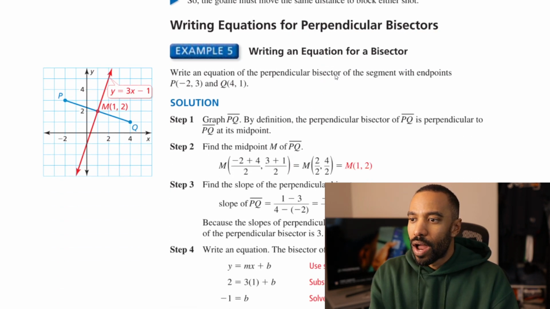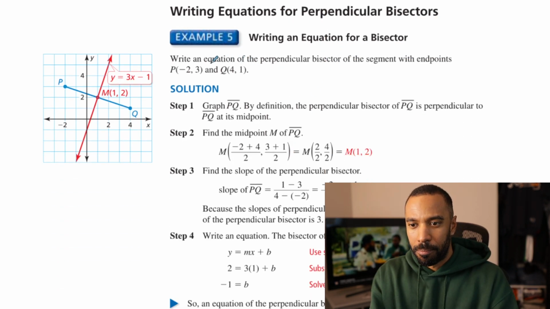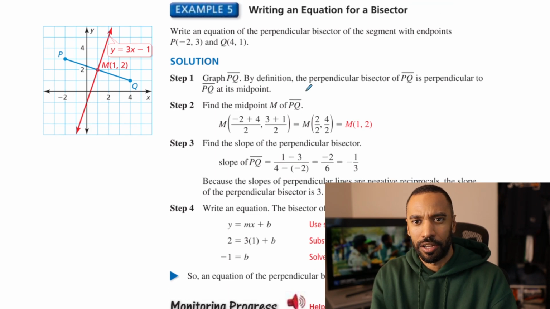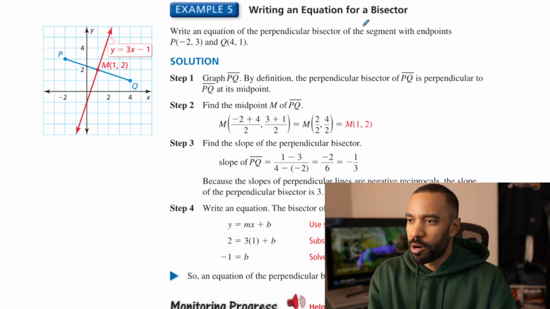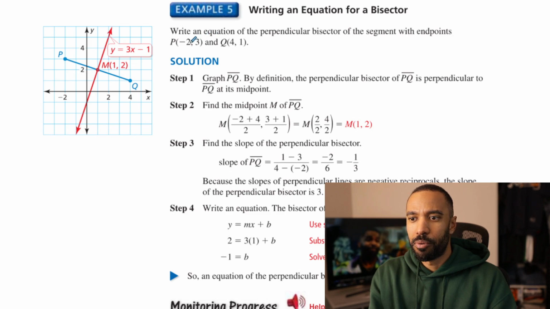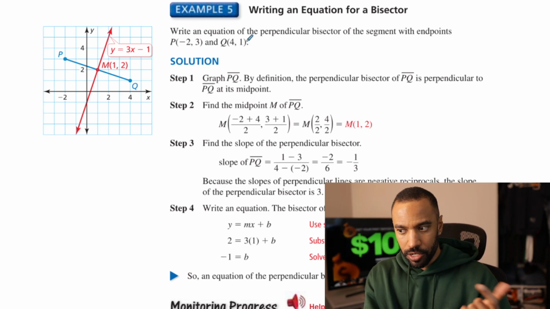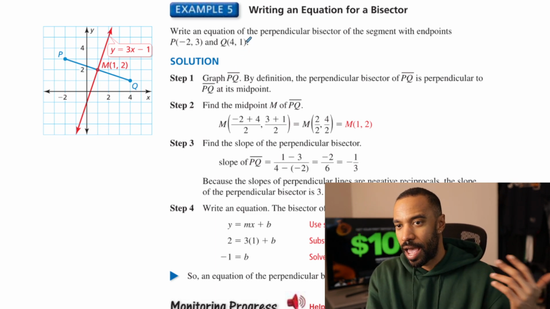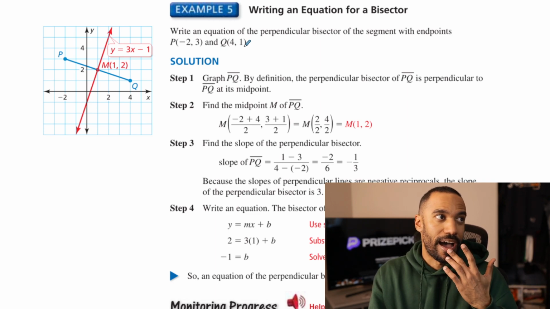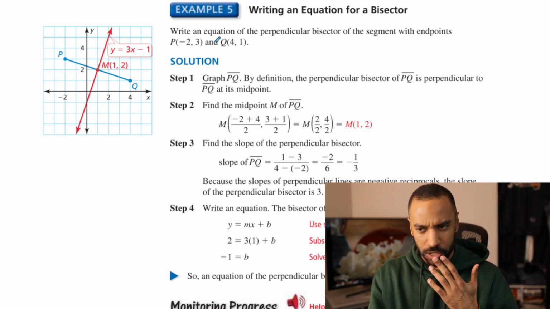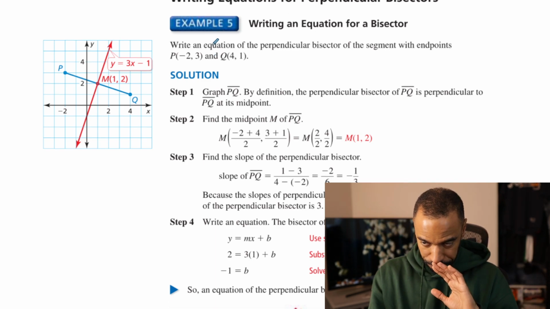Okay. Writing an equation for a bisector. Interesting, we get to use some algebra here, so get your algebra hat on for this one. Write an equation of the perpendicular bisector of the segment with endpoints P at (-2, 3) and Q at (4, 1). Looks like they're going to use slope-intercept form, so I'll follow suit. I would normally advise point-slope form for this, but slope-intercept form is great.